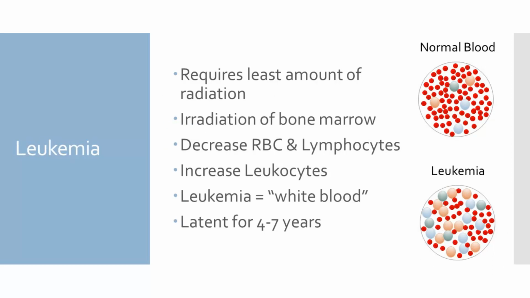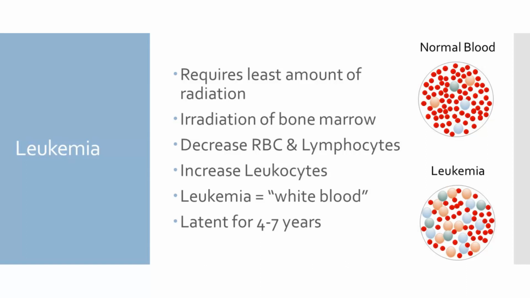Another type of cancer to discuss is leukemia. Leukemia requires the least amount of dose to manifest. You may have already come to the conclusion that this is because the bone marrow is sensitive to radiation, and that would be correct. Red blood cells are formed in the bone marrow, and irradiation of the bone marrow decreases the number of red blood cells.